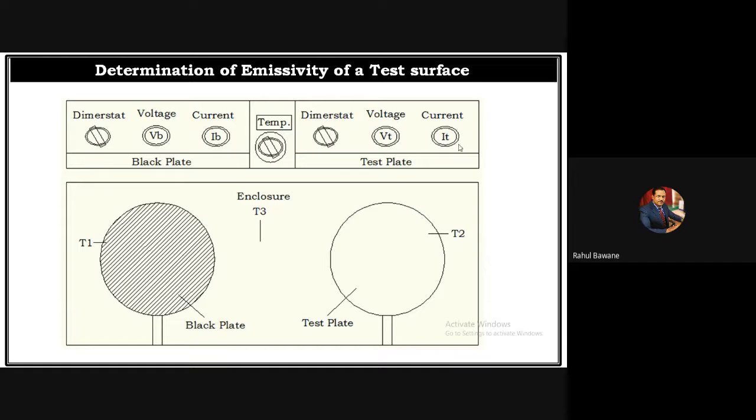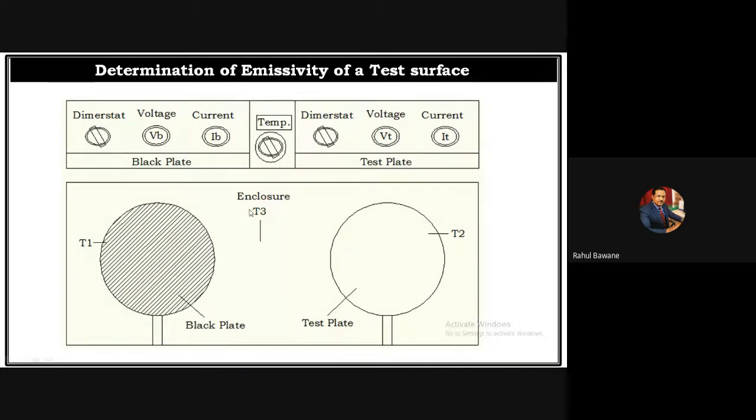Now there are two sections, two dimmerstats: one for the black body, the second for the test surface, and one shift-over knob. When I shift the knob towards the black body and change the dimmerstat of the black body, the voltmeter shows how much voltage I am supplying to the black body, and the corresponding current is shown on the ammeter.